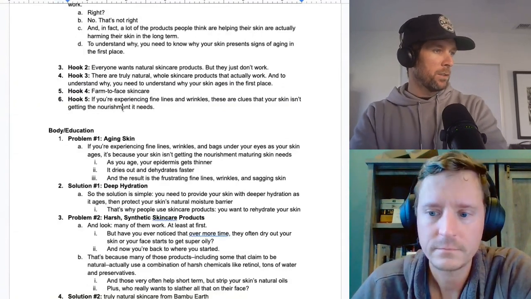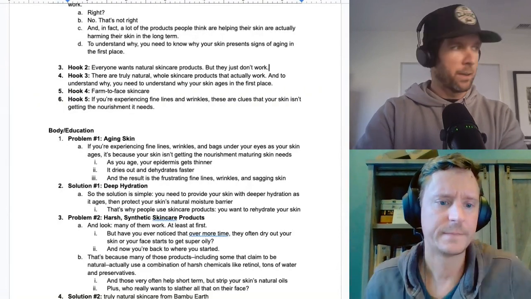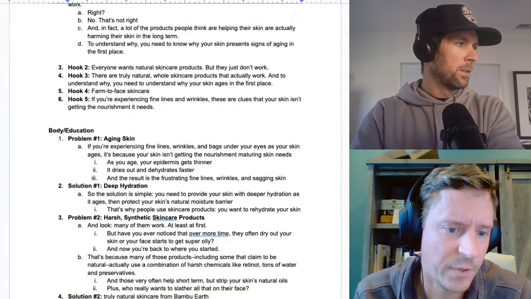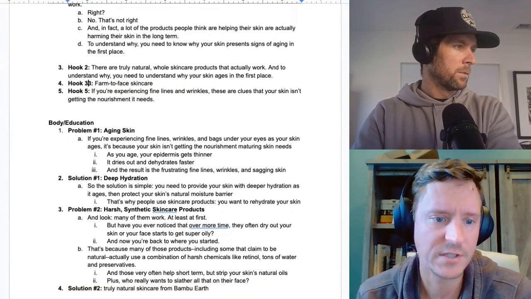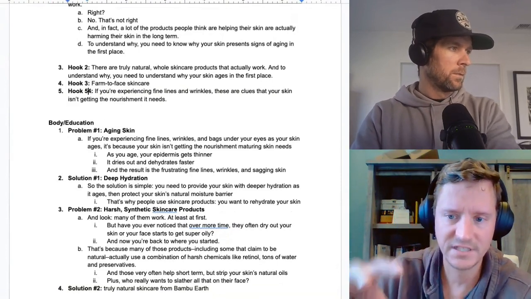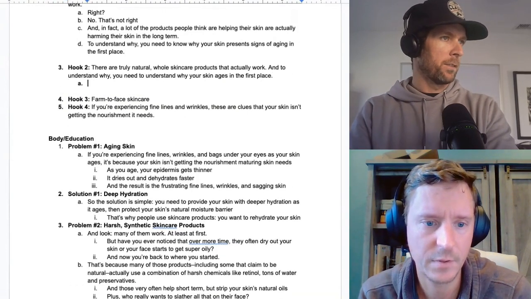Okay, hook 2. So do we want to cut hook 2? Everyone wants natural skin first, but they just don't work? Yeah. Okay, great. I do. Especially because that goes to the wrong problem solution. And I think the main thing that typically works is going after your skincare problem less so than the natural alternative products problem. Yeah. Okay.